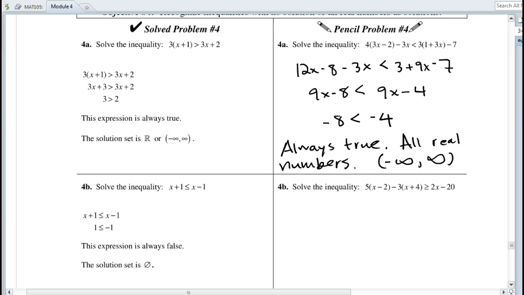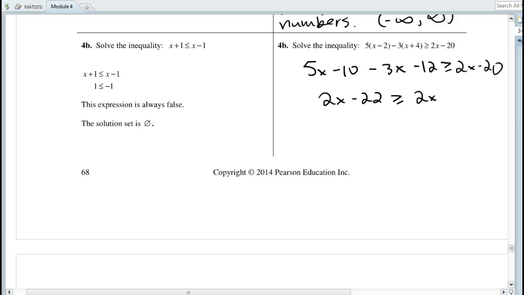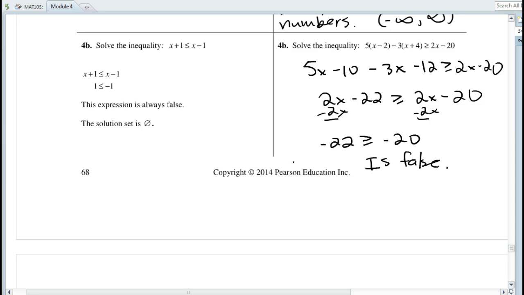All right, try the next one. First distribute the 5, then the negative 3, and start combining stuff. So 5x minus 10 minus 3x minus 12 greater than or equal to 2x minus 20. So we get 2x minus 22 bigger than or equal to 2x minus 20. If we subtract 2x from both sides, we'll see that we end up with negative 22 greater than or equal to negative 20, which is not true. Negative 20 is smaller, so this is false. So no solution, or we say the solution set is the empty set.